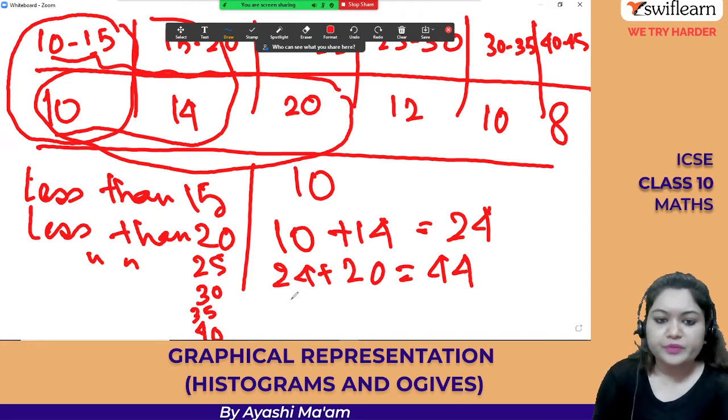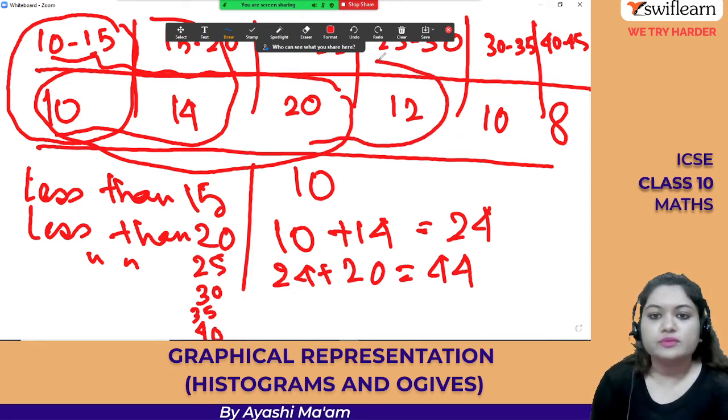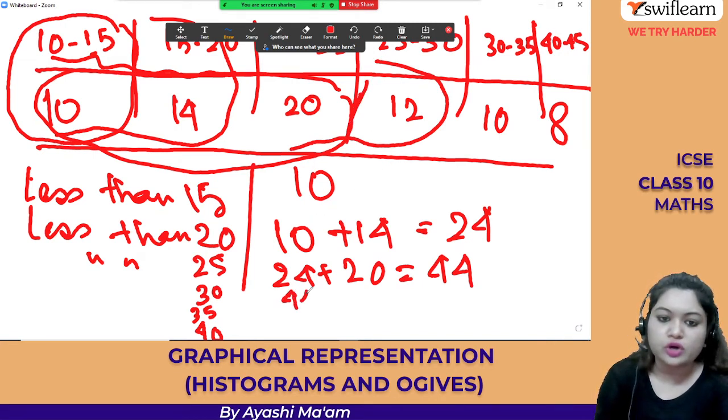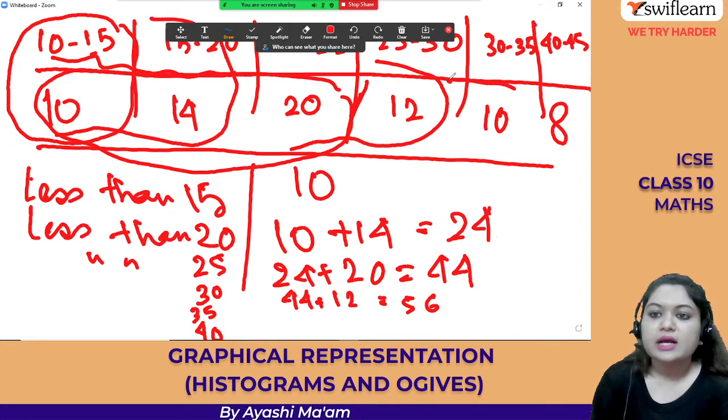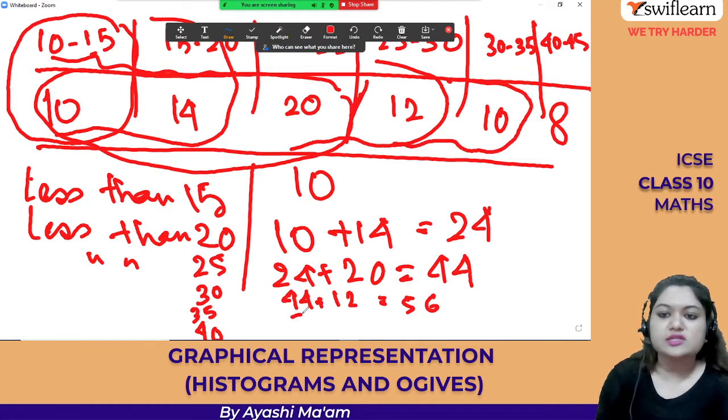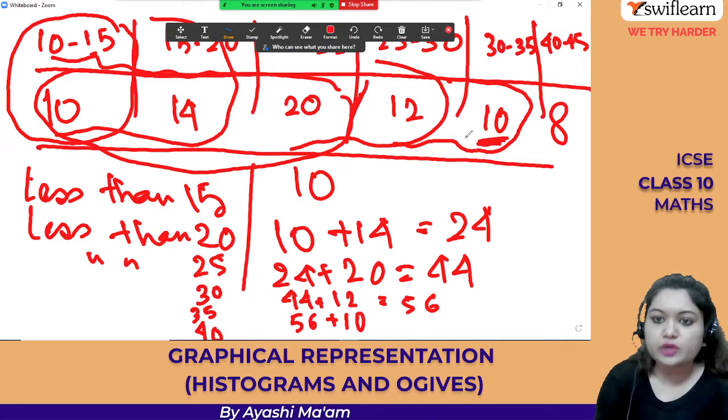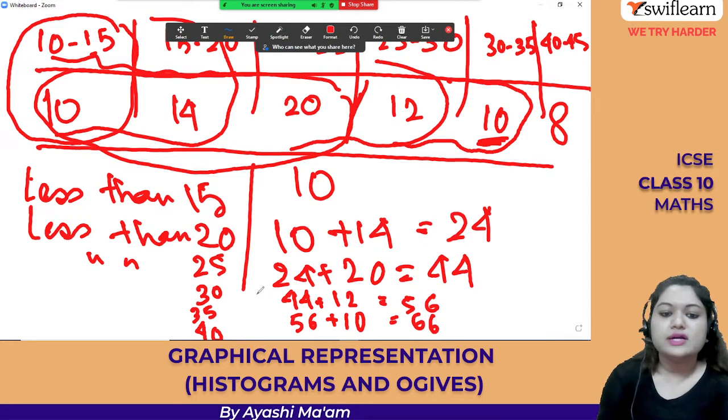Similarly, we can do for less than 30, less than 35, and less than 40. For less than 30 it will be these four, right? So up till this we have got 44. Now you simply need to do 44 plus 12. That is going to give you 56. For less than 35, we have all these. Up to this we have got 56, so 56 plus 10 is going to give you 66.